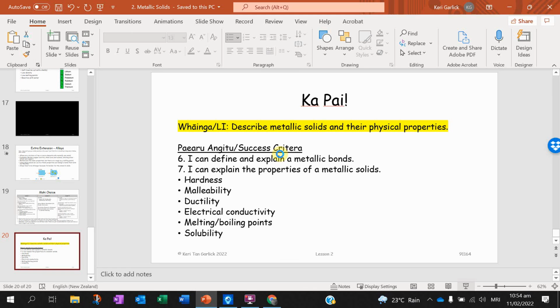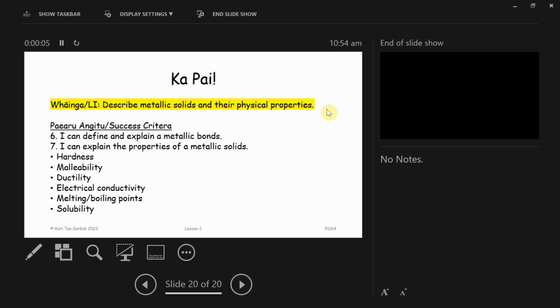Properties. In order to successfully do that, you should be able to define and explain what a metallic bond is. It's really important to link it back to the atomic chemistry to explain the properties. With these properties, here's the list of the different things we talked about. You should be able to talk about, for example, malleability and link it back to the atomic structure.